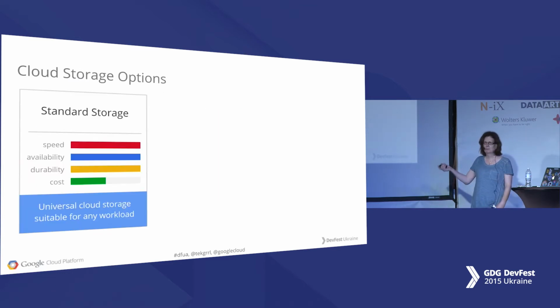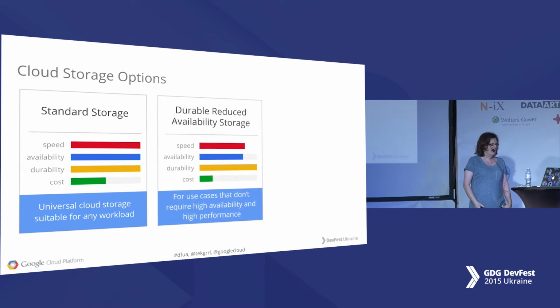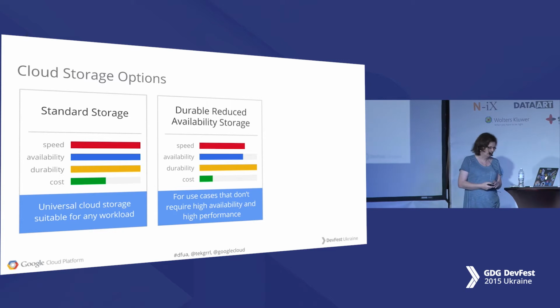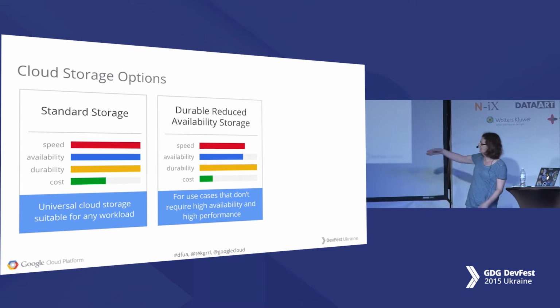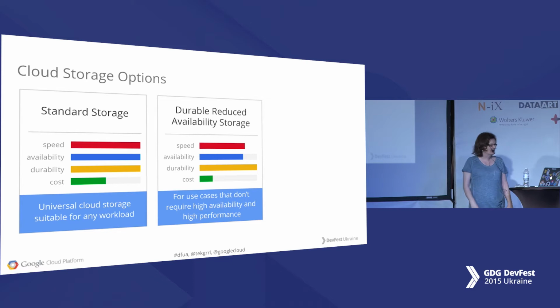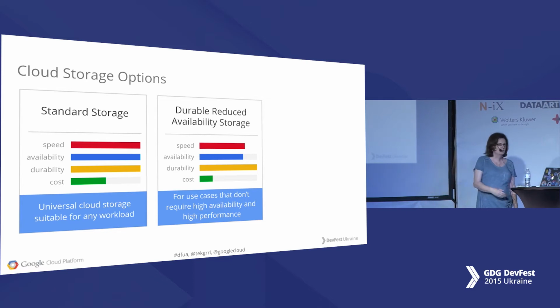Cloud storage has a number of options which have developed over the years. The first is a standard storage system that has certain speed, availability, durability, and a cost point. This is universal cloud storage for pretty much anything. Then we have durable reduced availability, or DRA storage. And this is for cases where you don't really need high availability and high performance. So in this case, the speed is a little bit less, the availability is a little bit less, the cost is dramatically less, and the durability is exactly the same. We will not lose your data regardless of which system we use.